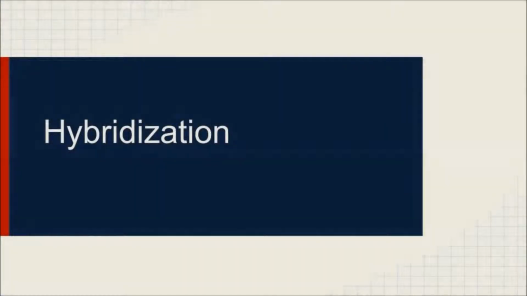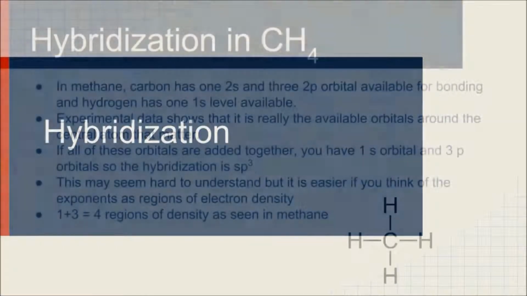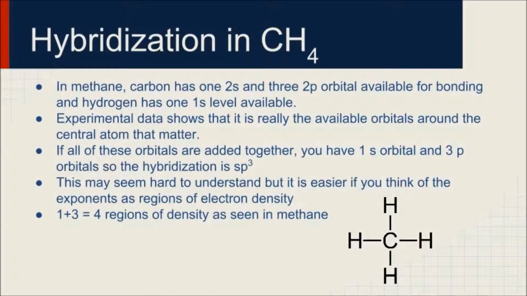Before we begin, let's look at hybridization, which is essential to understanding why these shapes are formed. To begin, we'll look at hybridization in methane. In methane, carbon has one 2s and three 2p orbitals available for bonding, and hydrogen has a 1s level available. Experimental data shows that it is really the available orbitals around the central atom, in this case carbon, that matter.